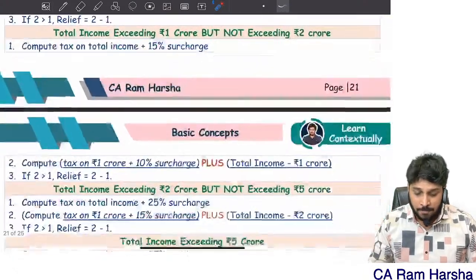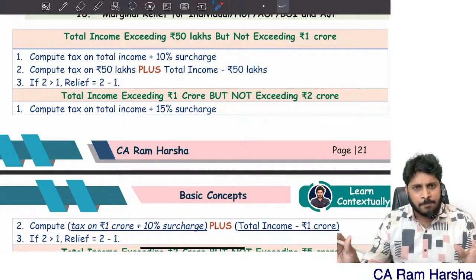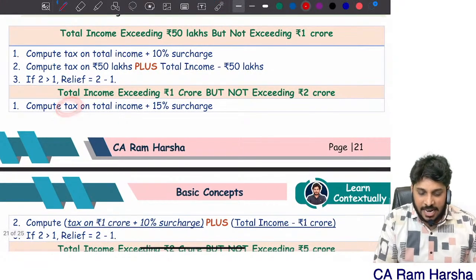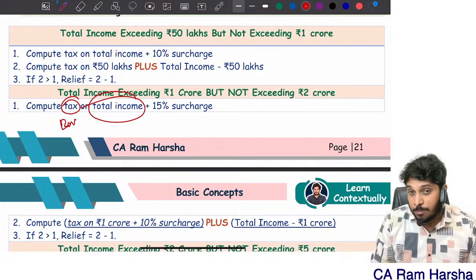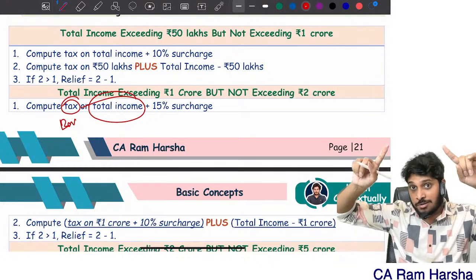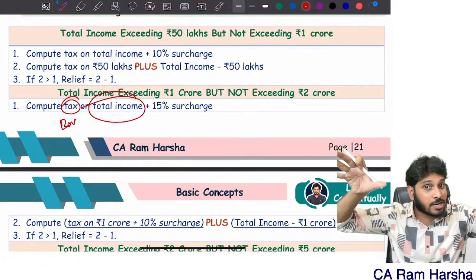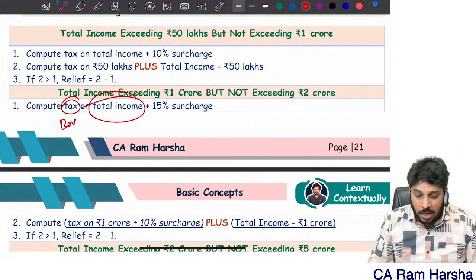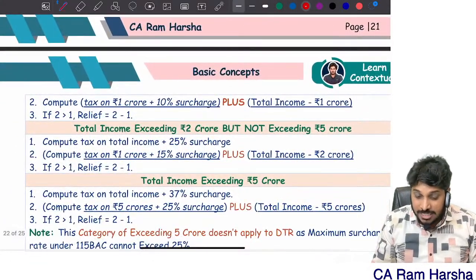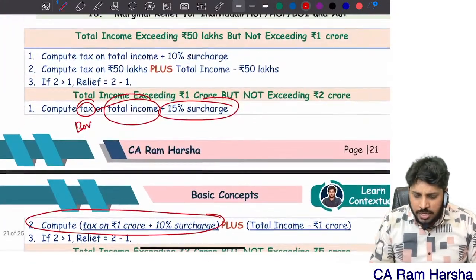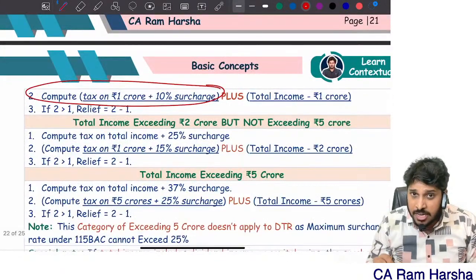Very simple. Step 1. When you are computing relief, always start with step 1: compute basic tax. Basic tax on whatever total income is there. How to compute basic tax on total income? You already computed it: total income, special incomes, normal incomes. Tax alone I'm talking about. Then add, for example, if the surcharge rate is 15, then add surcharge. Then step 2. Here, since total income is exceeding 1 crore but not exceeding 2, that is the reason why we are calculating relief.